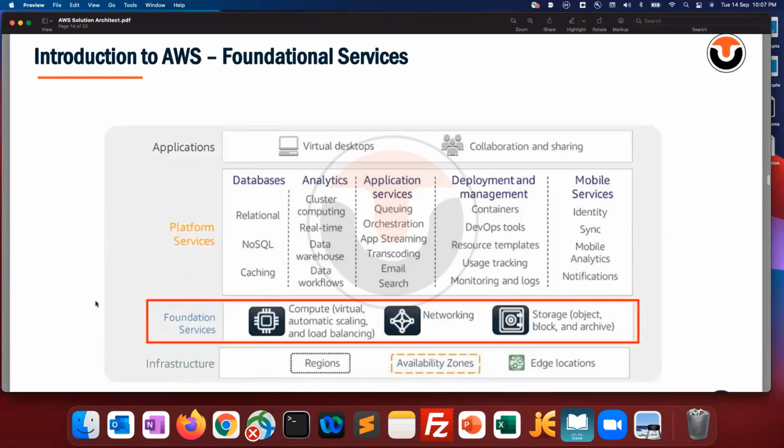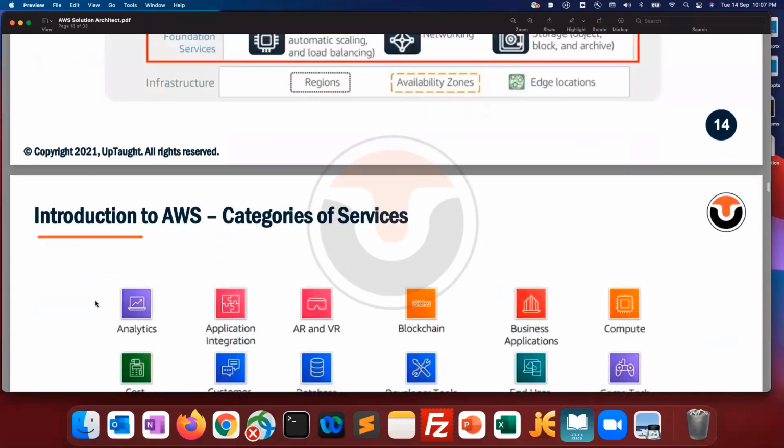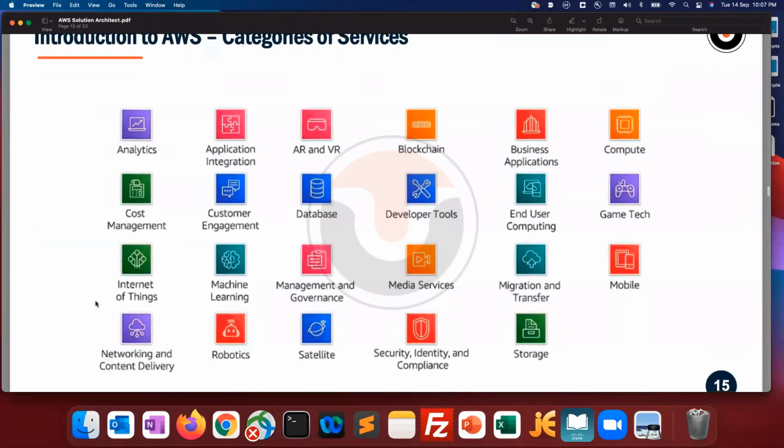All right. So we're going to talk about these services. Like I said, services are incrementing day by day. So there are services in blockchain, gaming technology, media services, robotics, artificial intelligence, machine learning, IoT, and so on. There are countless, or many, services which are offered by AWS.